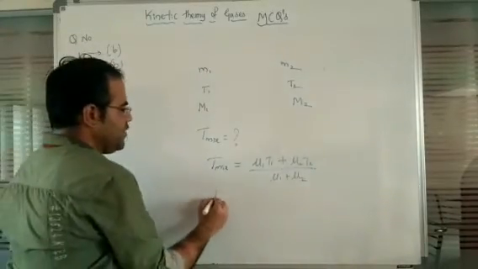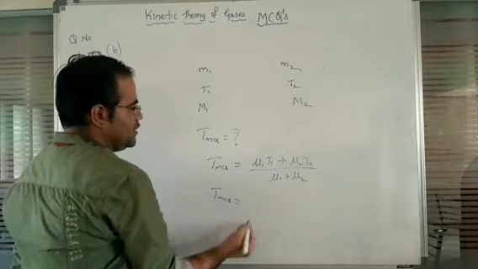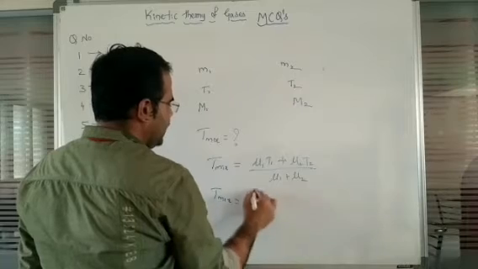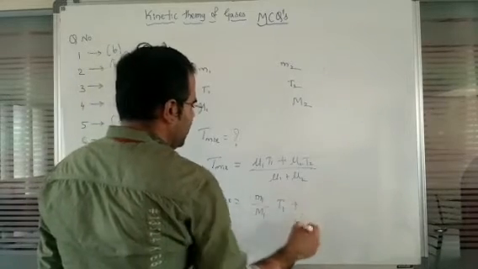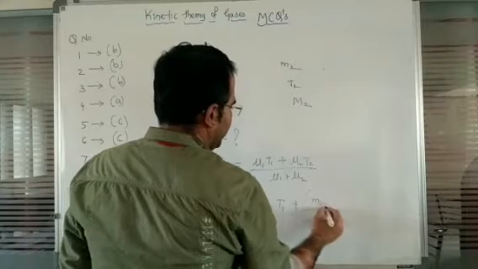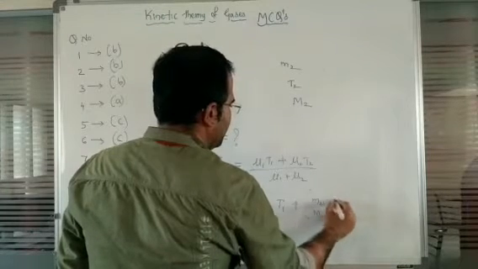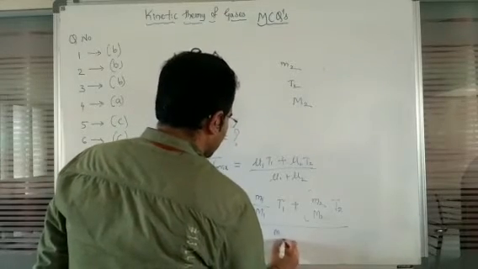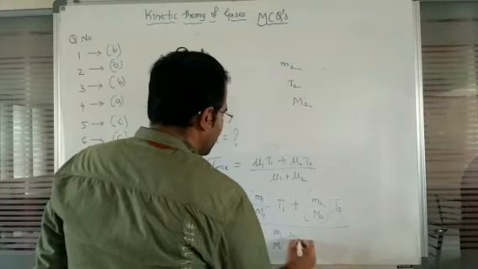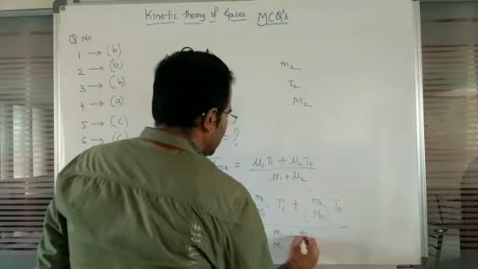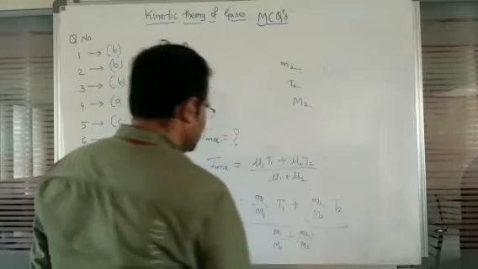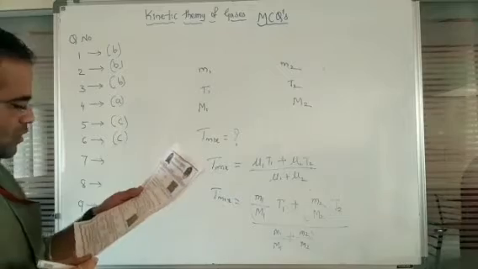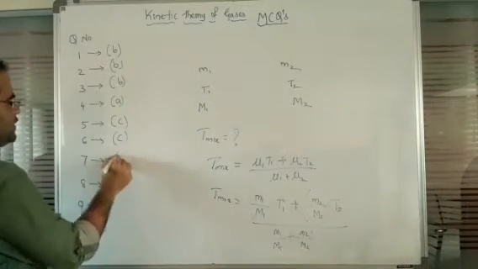Now, from this equation we can write T mixture is equal to m1 divided by capital M1 multiplied by T1 plus m2 divided by capital M2 multiplied by T2, all divided by m1 divided by capital M1 plus small m2 divided by capital M2. So this is the equation. According to the options, for the seventh one, the option is C.